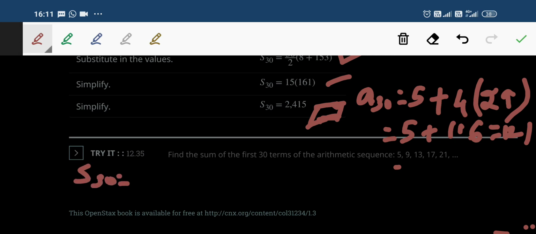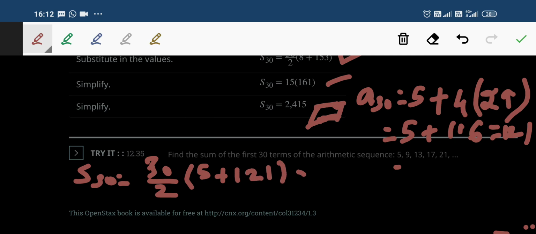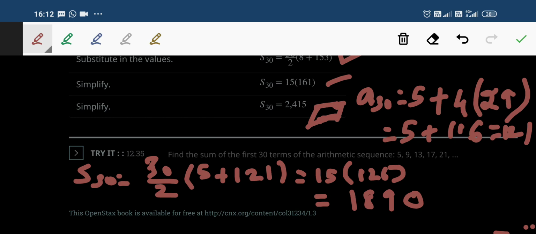S30 equal to n by 2, 30 by 2. What is a1? a1 is 5. What is an? 121. This is equal to 30 by 2 is 15, times 121 plus 5 is 126. So 15 times 126 is 1890. So this is the sum of first 30 terms of this given arithmetic sequence.